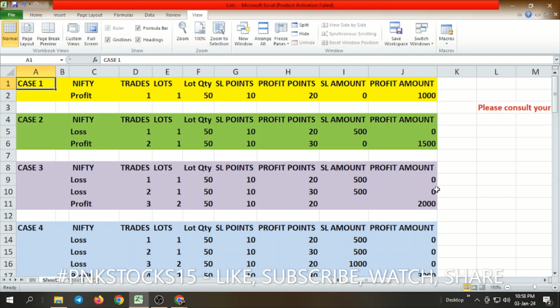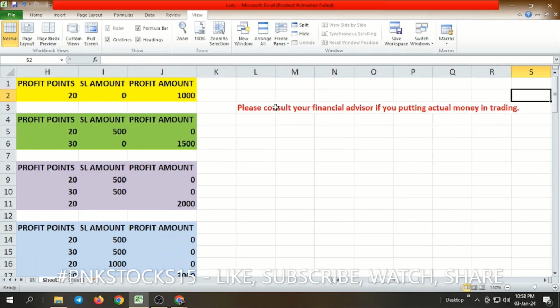Right, now we saw the Nifty strategy, how we can make 20, 30, 40, 50 points multiple times in a day just now. And I prepared a chart here. If we trade strictly based on these rules, then every day or every week we'll pocket a good amount of money. Before we jump into this, all my videos are for educational purposes only, and if you are putting in your actual money, then you need to consult your financial advisor.